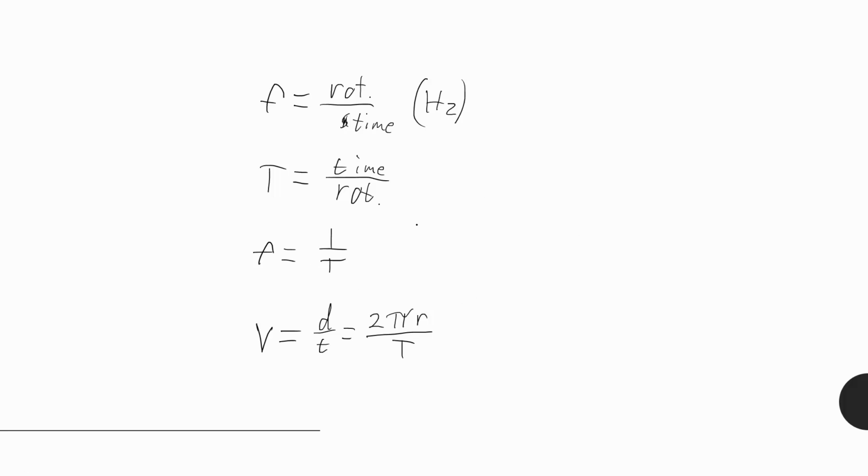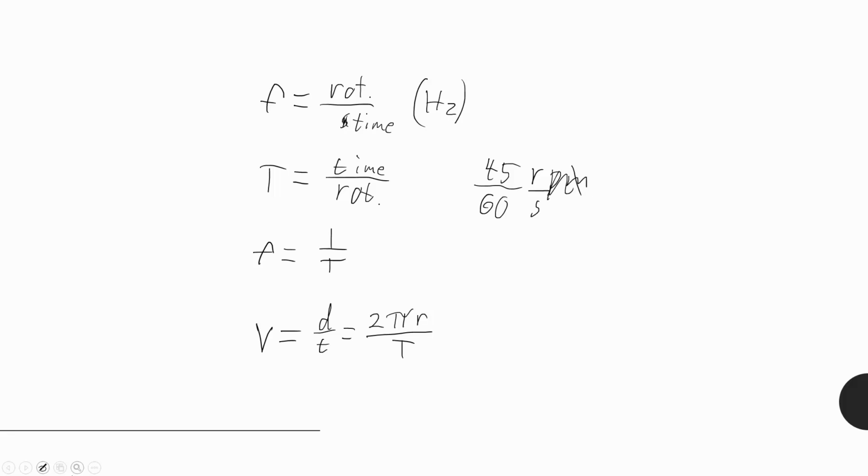Some of the problems will give you frequencies in revolutions per minute. This is common for the engine speed of your car or a record player or something. If you have a record player that is 45 revolutions per minute, that's a frequency. Typically we want to convert that to hertz though, so all we have to do is divide that by 60, because we're essentially converting from revolutions per minute to revolutions per second.